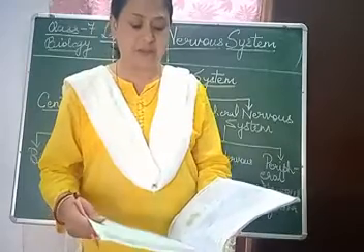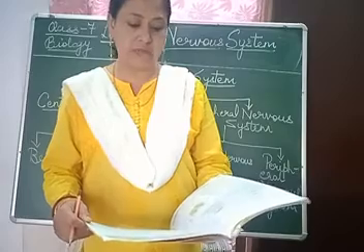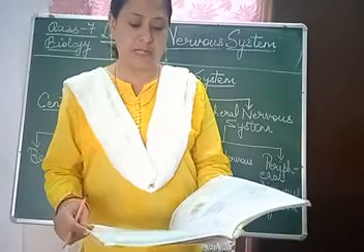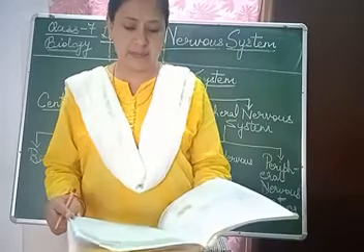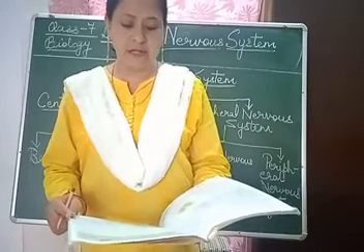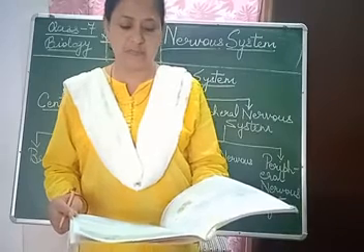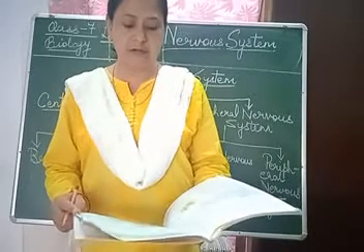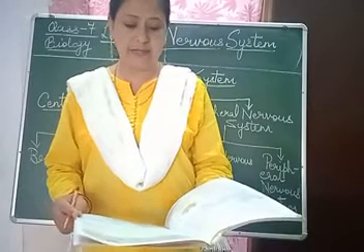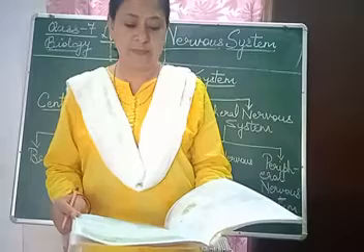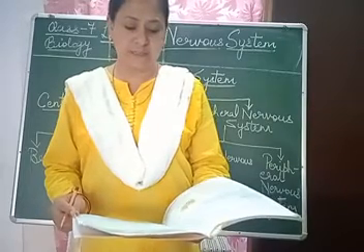Now comes the peripheral nervous system. The communication between the central nervous system and the other parts of the body is carried out by the peripheral nervous system, PNS. It is done by cranial nerves arising from the brain and spinal nerves arising from the spine. Division of peripheral nervous system. The PNS is divided into two main systems, somatic nervous system and autonomic nervous system.